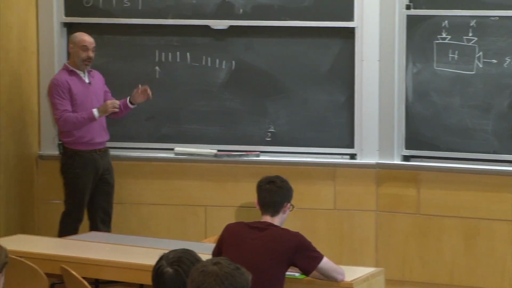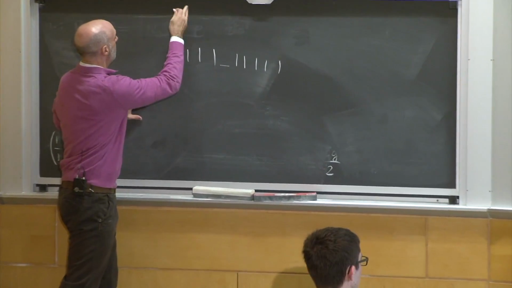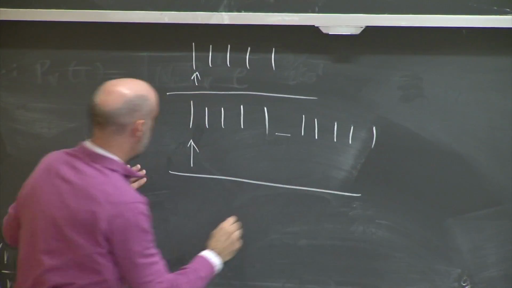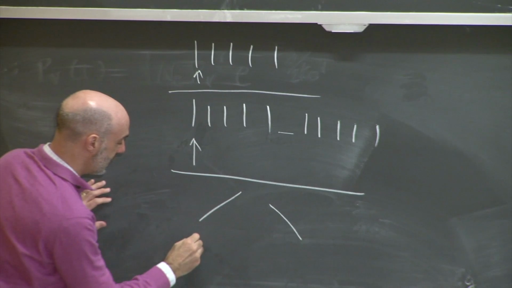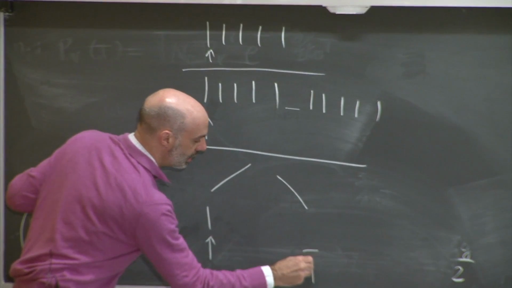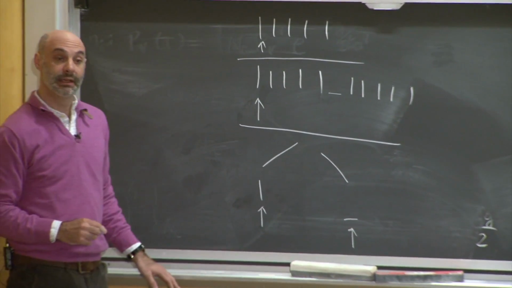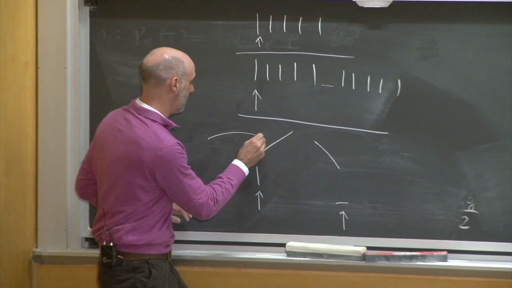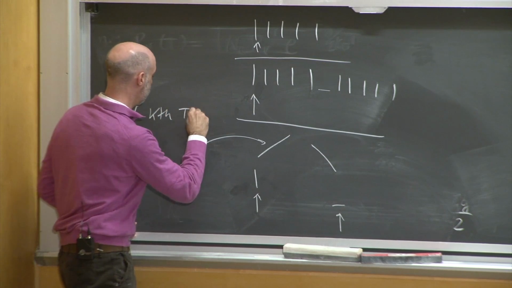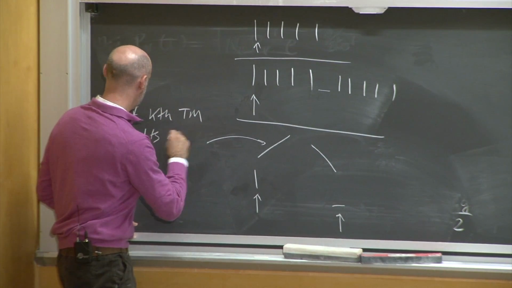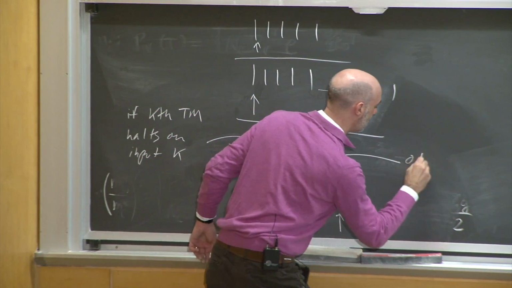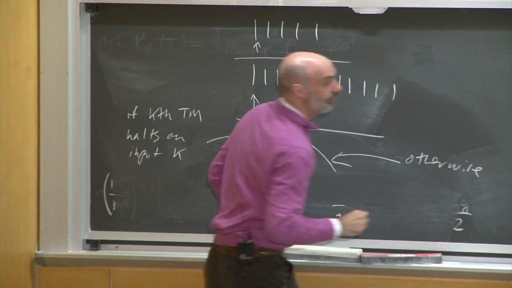So then what's going to happen after we do that? In fact, maybe I'll write all steps. Is that we're either going to get a 1 or a blank. We're going to get a 1 if the kth Turing machine halts on input k, and we're going to get a blank otherwise.